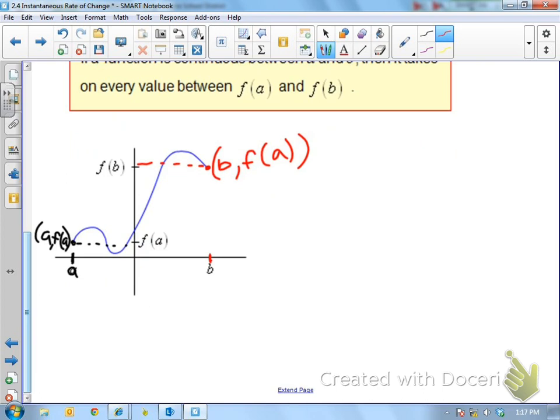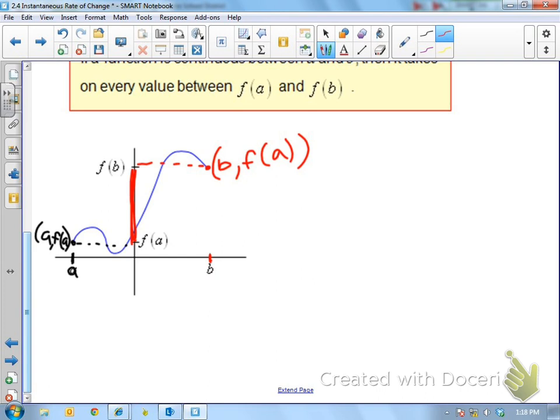We're just saying somewhere between a and b, we have to take on all the values between f of a and f of b. We're going to hit every single one of these y values somewhere between these x values. So for example, on that graph, you'll go through all of it. Yeah, we don't know if it hits any values higher than f of b or lower than f of a, but we know because it's continuous, we've got to hit the values in between.